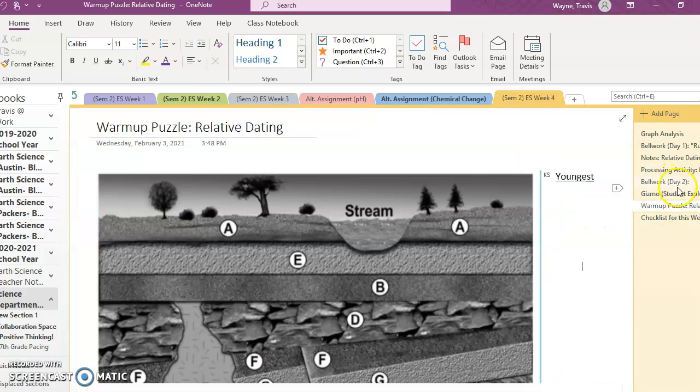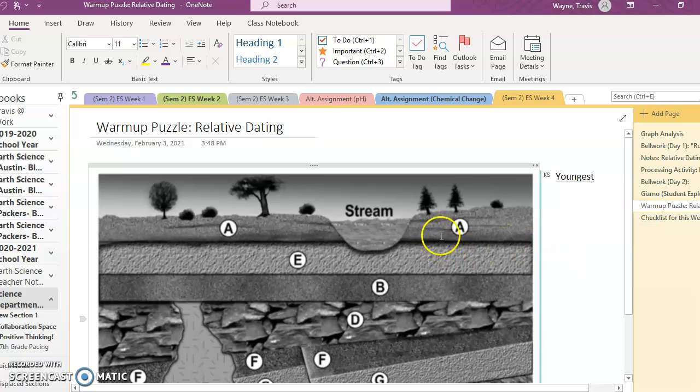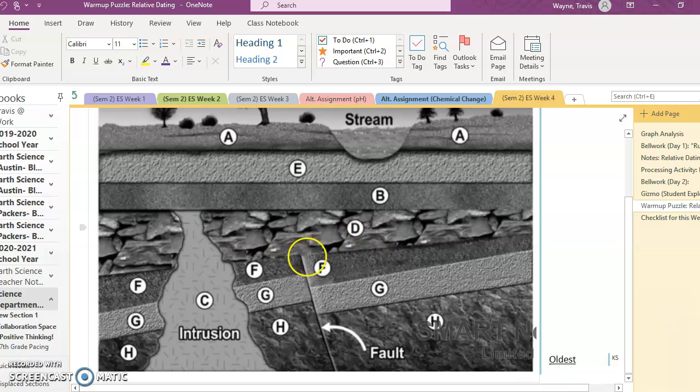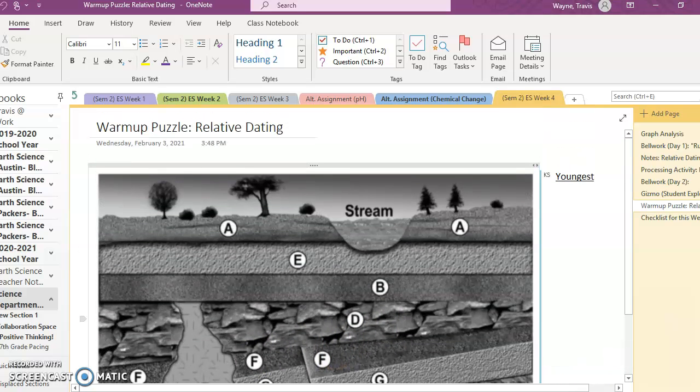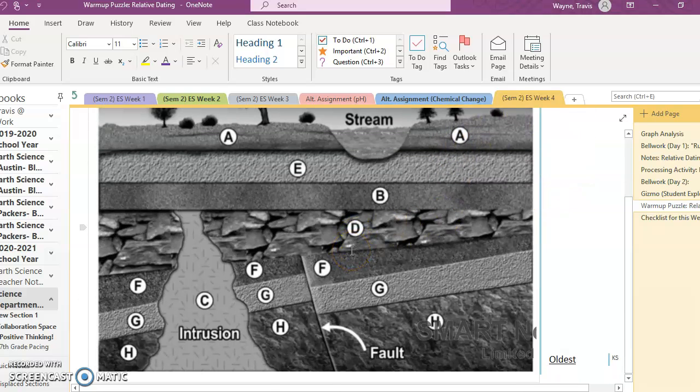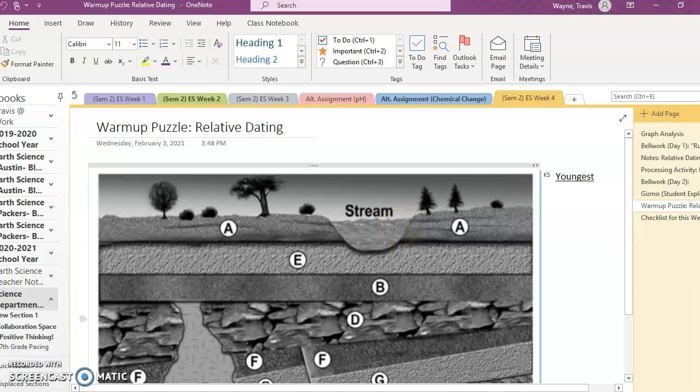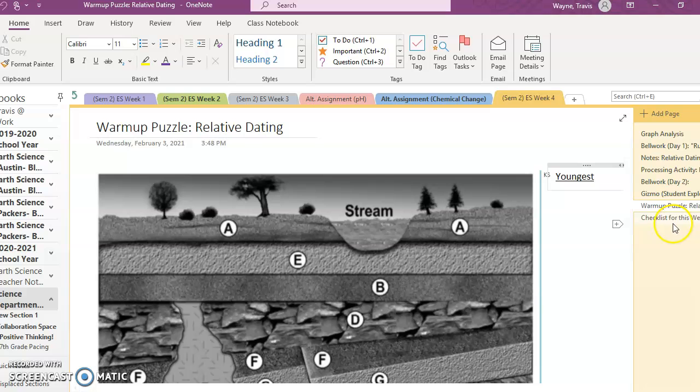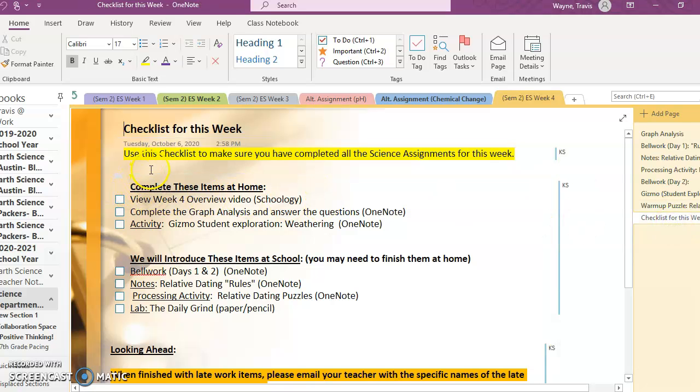The other thing that's on your checklist that you might have noticed is this warm-up puzzle relative dating. This is going to be something that you guys are going to be going through with your teacher to kind of review, to kind of warm up, and kind of work together as a whole class on determining the sequence of these layers of these puzzles. So, that's kind of a quick glance at the overview video for this week. Once again, if you just follow along with the checklist and use that to keep you in order, you're going to be sitting in really good shape.